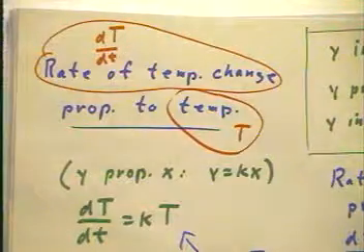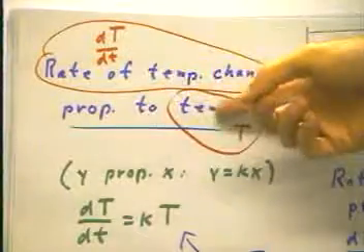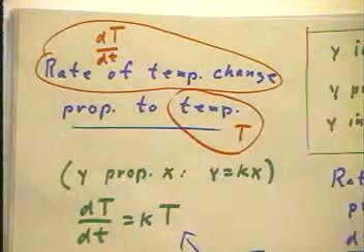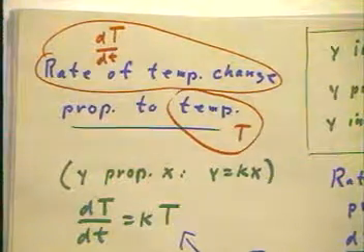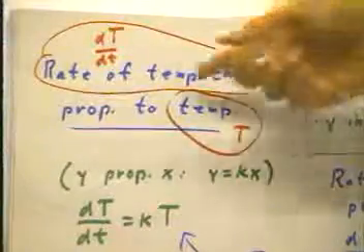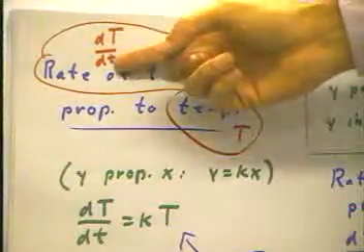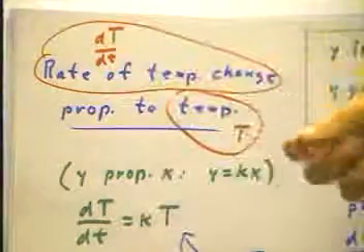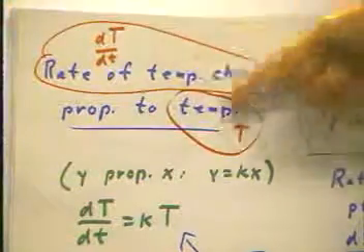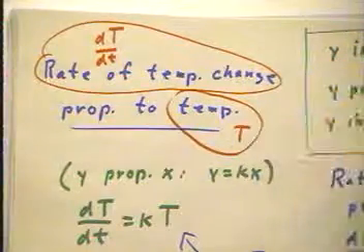A couple of examples. To say that the rate of temperature change is proportional to the temperature, how would we write this in the notation that we've developed to represent rates of change? Well, the rate of change of temperature is dT over dt, big T for temperature, little t for change in time. And temperature, of course, is just T, if that's what we're using for temperature. And so we're going to say that dT over dt is proportional to T.